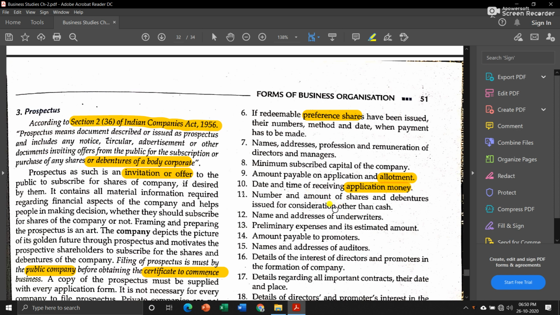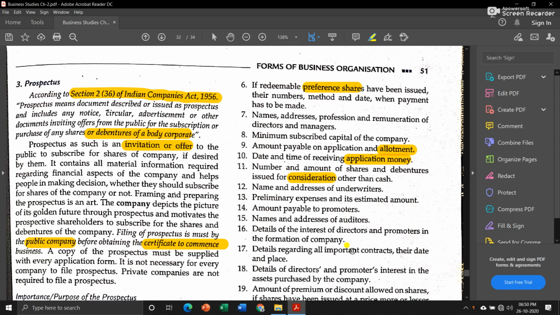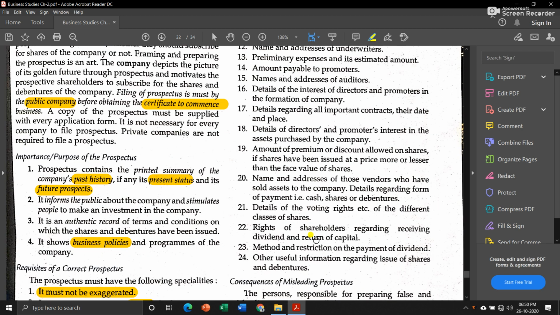Sometimes a company issues shares not for raising cash but for something else, like machinery or land, property or assets, and that is known as consideration. Then name and addresses of underwriters, preliminary expenses and its estimated amount, amount payable to promoters, name and address of auditors, details, and these things are not that much important, but you have to understand the meaning of these things. Means you go through once and there are 24 points, but from your examination point of view, you can learn by heart 10 or 12 contents.